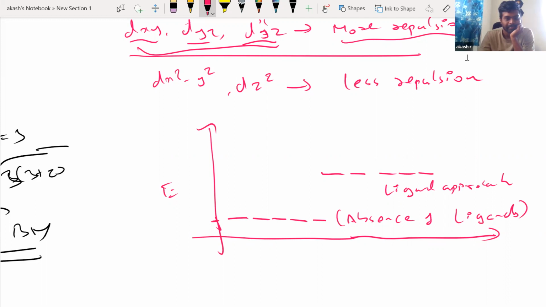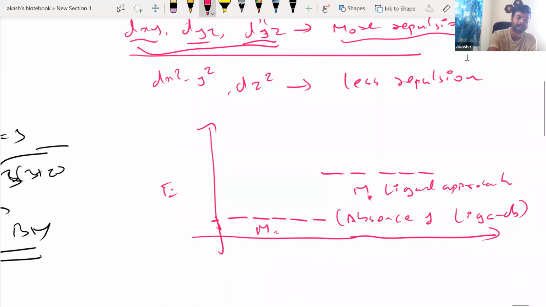Okay, again, it's all about repulsion, isn't it? We are going to have some electrons in the metal, in the metal's d orbitals. The electrons in the metal will have repulsion with the ligand's electrons. So the reason for the increased energy is that the repulsion between the electrons of the metal and the electrons of the ligand is so large, and that's the reason the d orbitals' energy is increasing. That makes sense, right?